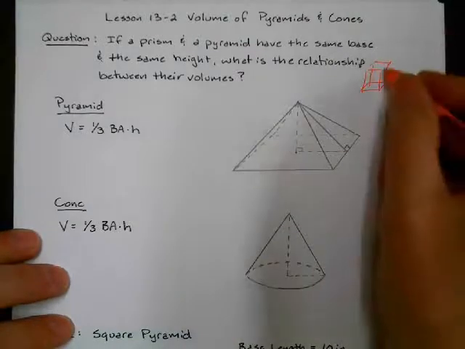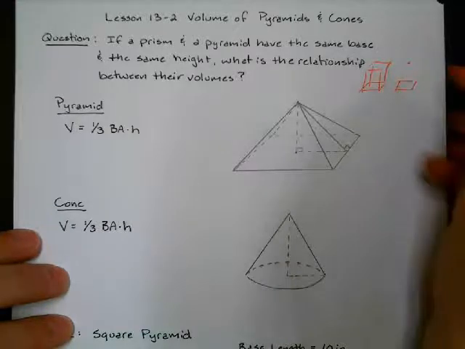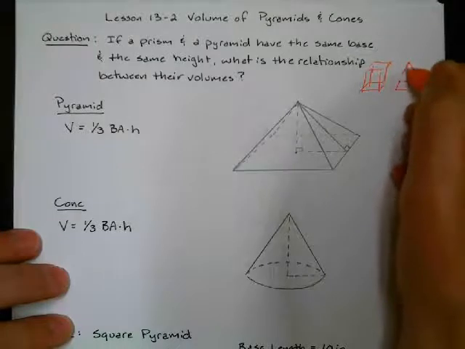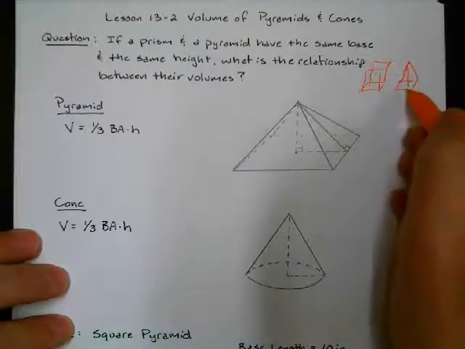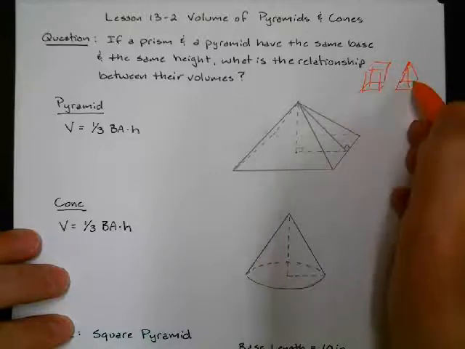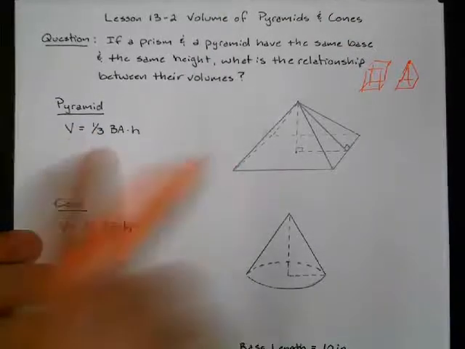Now this question says, what if we've got a prism, and then over here I've got a pyramid, and they've got the same heights, but in a pyramid, instead of having a base on top that looks the same, a pyramid comes to a point instead of having a base on the top. And there's some relationship between those two. Hopefully you'll see what it is right now.